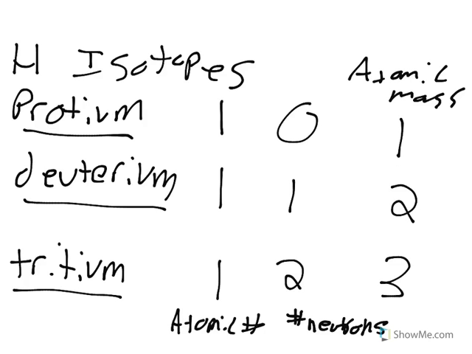So, to calculate the atomic mass, protium is atomic number 1, so 1 proton, no neutrons, atomic mass of 1. You sum the atomic number and the number of neutrons for deuterium and get 2. Likewise, tritium results in 3.